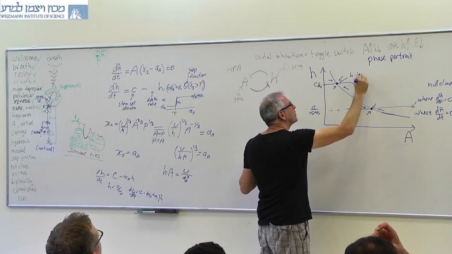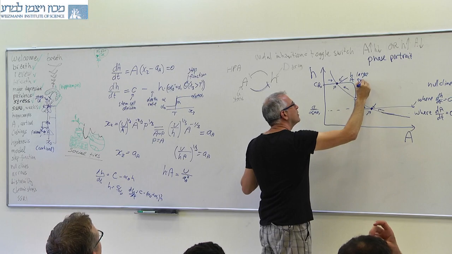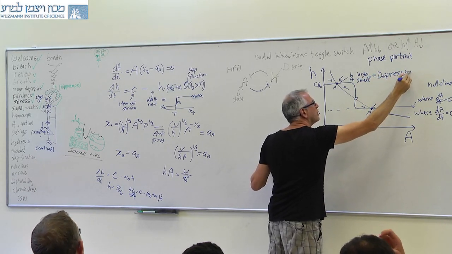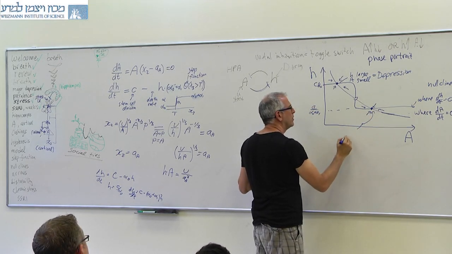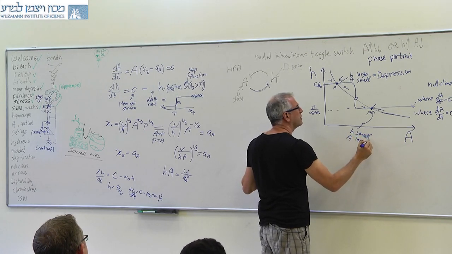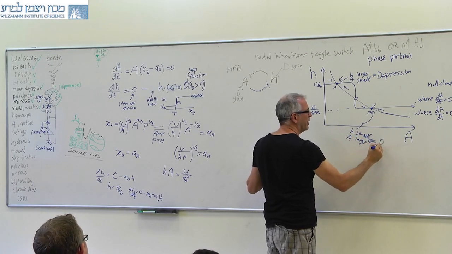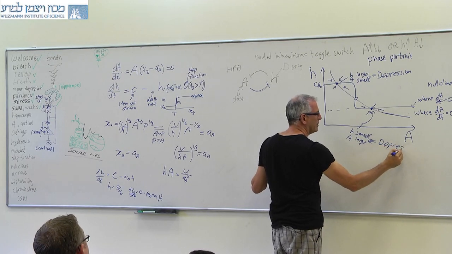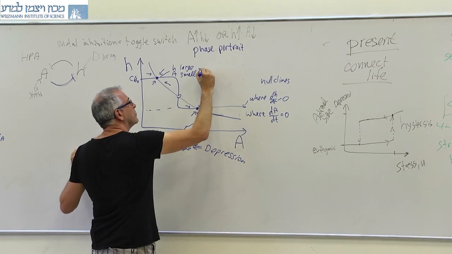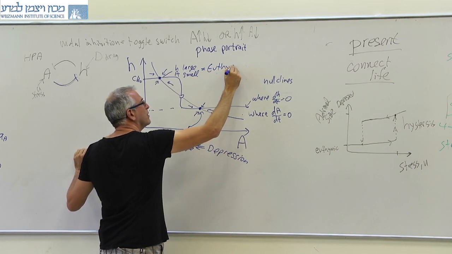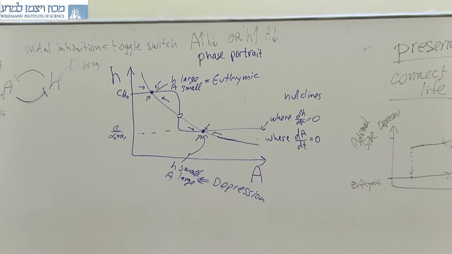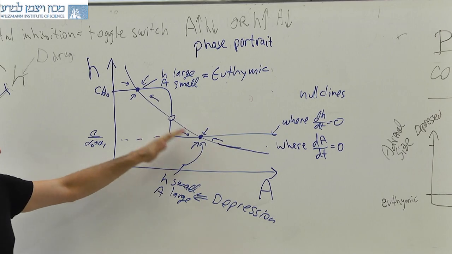You get a very interesting situation where this system arranges itself into a state where H is large, hippocampus is large, A is small, and that's depression. We call that depression. Because in another state where A is large, H is small, and that's, no, sorry, that's depression. Thanks. Let's call the other state euthymic, which means normal, concerned, worried, happy person. So we have two states.